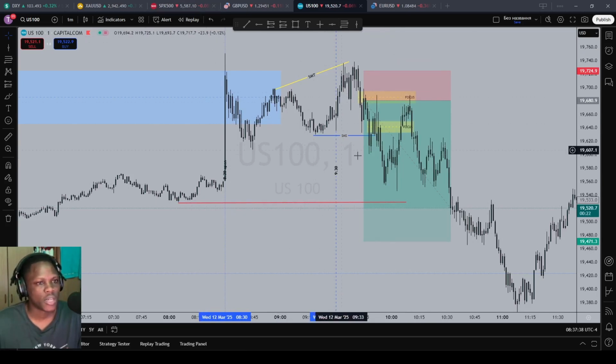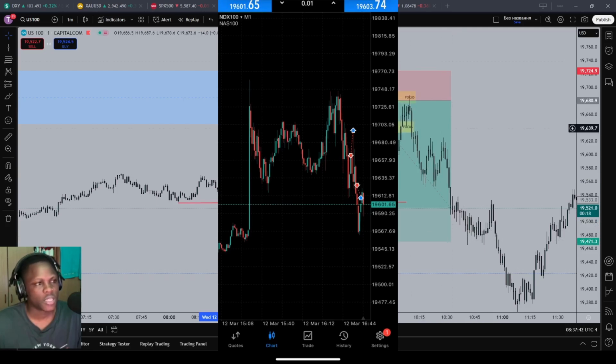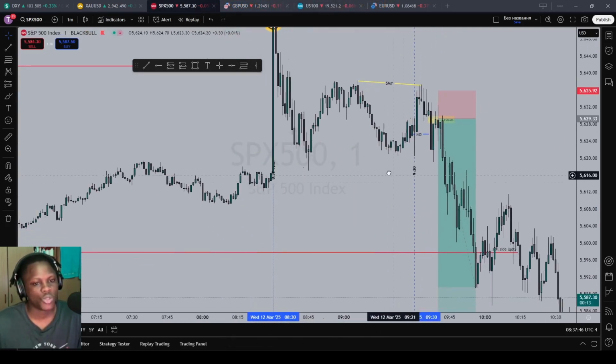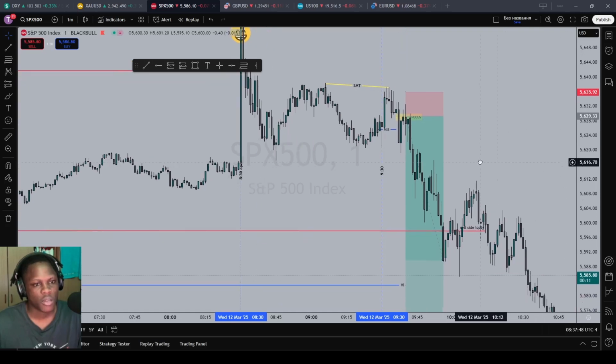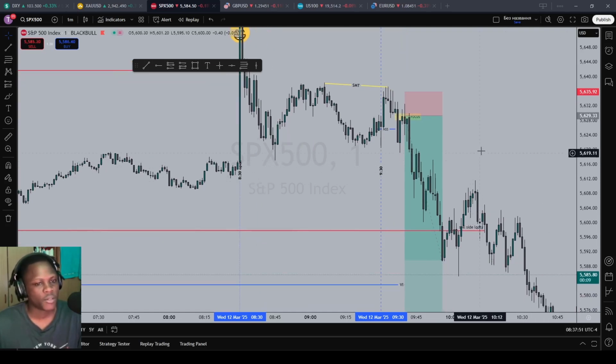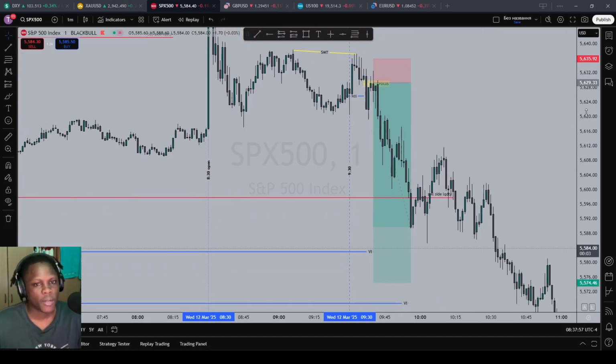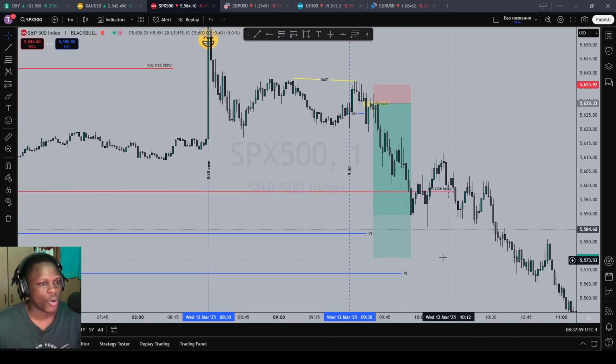So this is US 100. This is where I entered my trade and exit here. I'll put the screenshot. And for the US 500, I just used it to see how far price can really go low. It ended up going even lower and lower and lower.